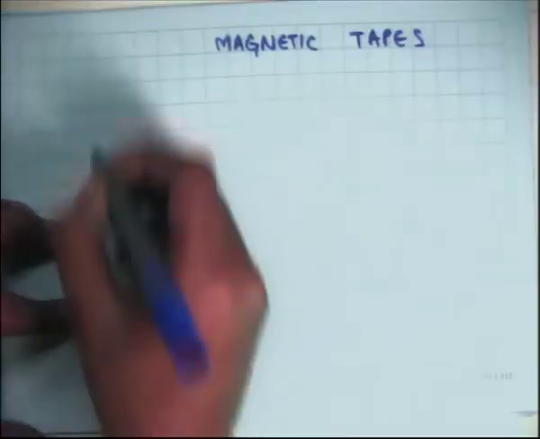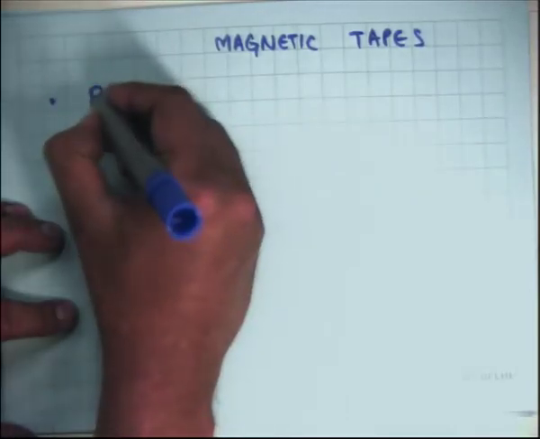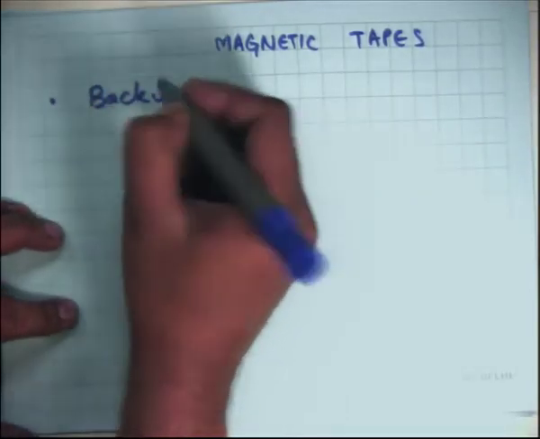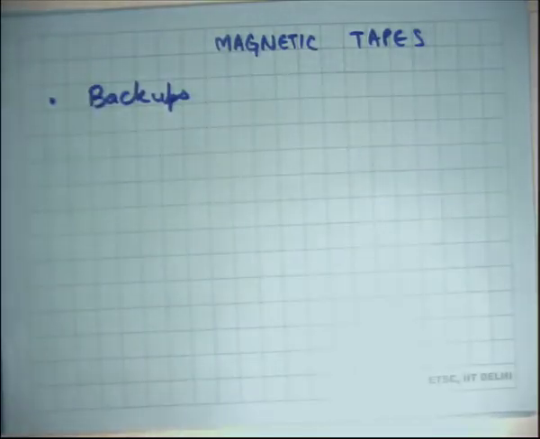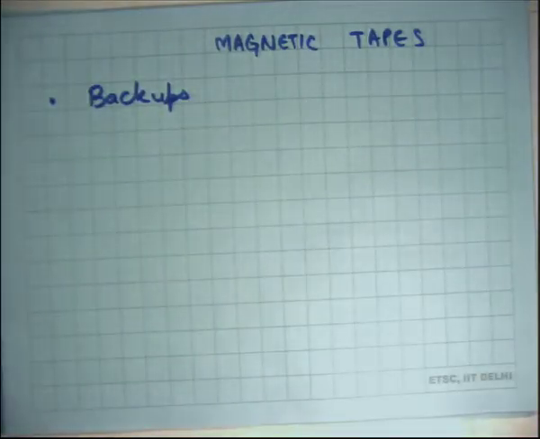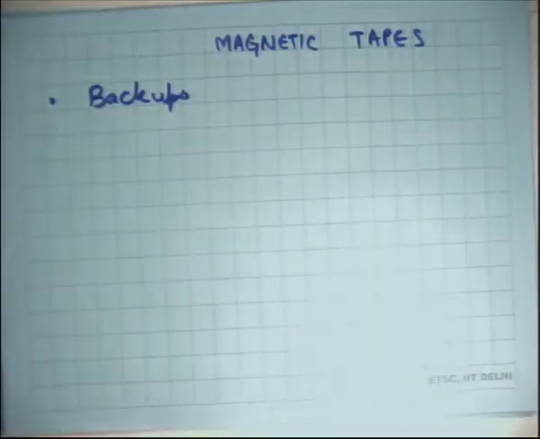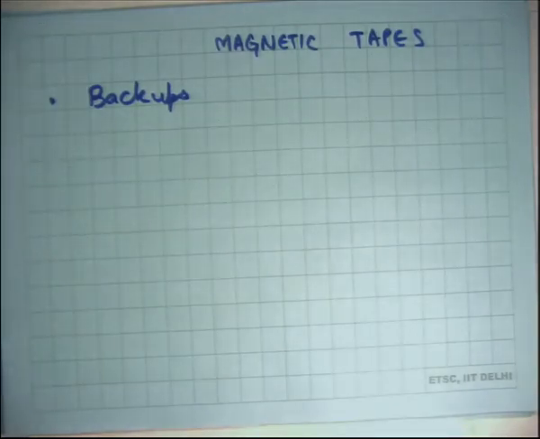Magnetic tapes were used a lot for backups till maybe the early 90s or even the late 90s, but not so much today. Today people use disks for backups instead of tapes, and the reason people used magnetic tapes earlier was basically that tapes were much cheaper at that time than disks. So let's see how a tape works.